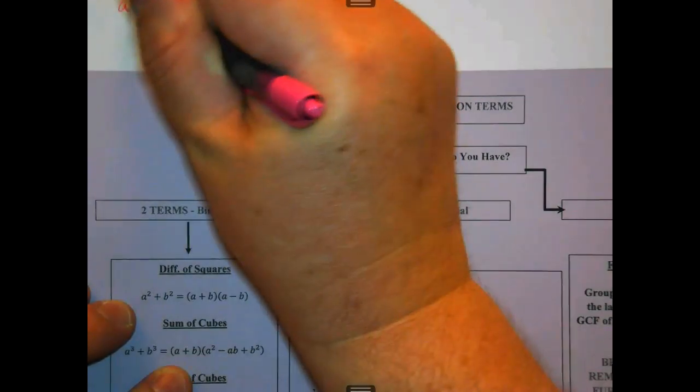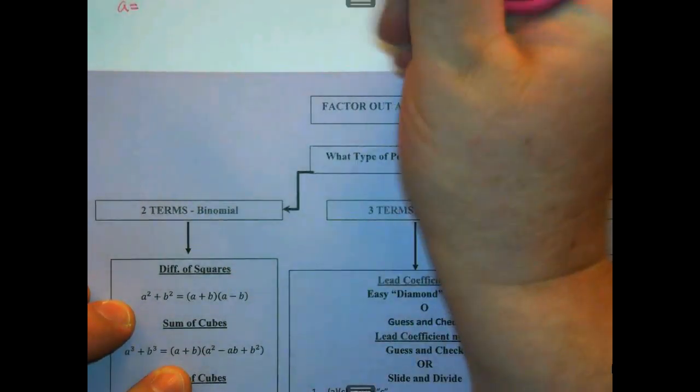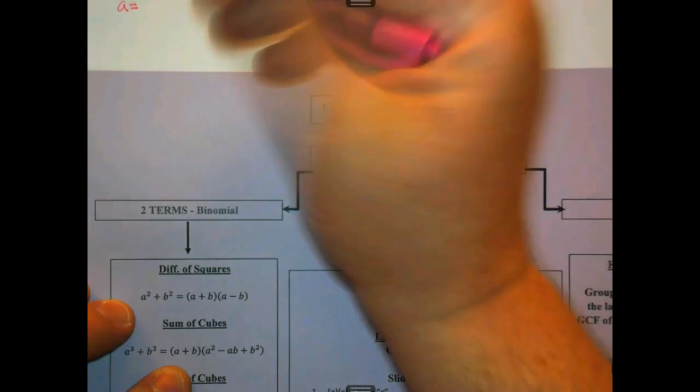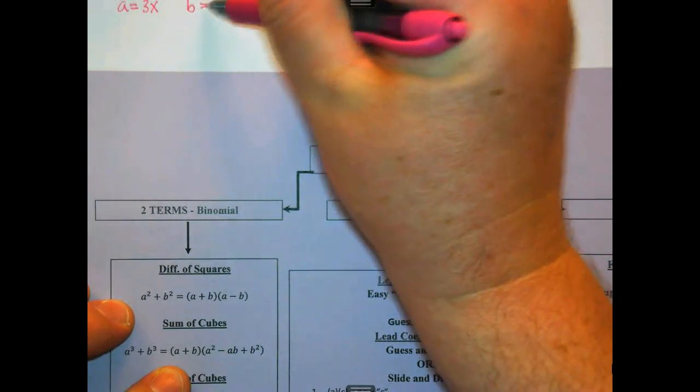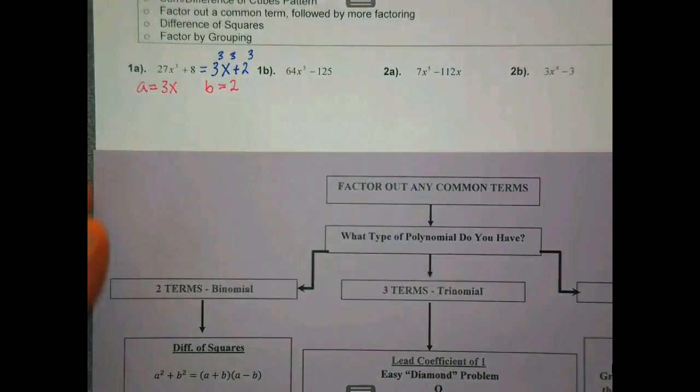Well, it's the base that's being cubed. So I have 3x, and my b is going to be 2. And I just put it in this little formula thing.